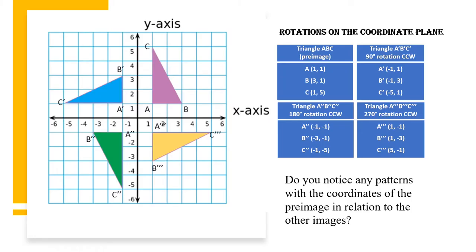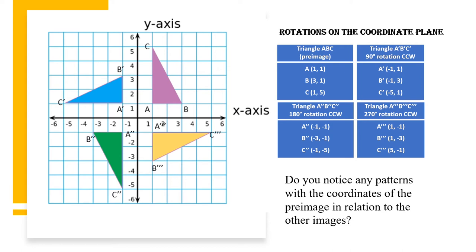All right, so let's bring back the original diagram we looked at of the four triangles being rotated. We're going to look a little closer at how these points change as we actually rotate them. As you see here in my charts in blue, I have the coordinates of the pre-image. So A was 1, 1, B was 3, 1, and C was 1, 5. Those are the coordinates for your purple triangle. And I've also included the coordinates after each rotation.